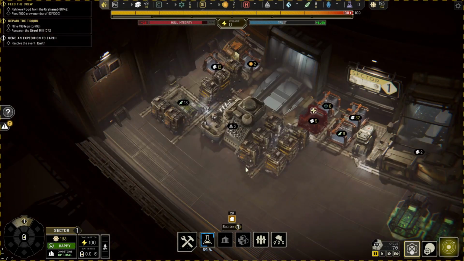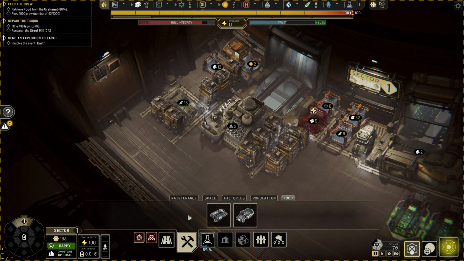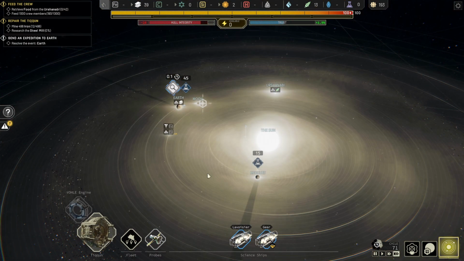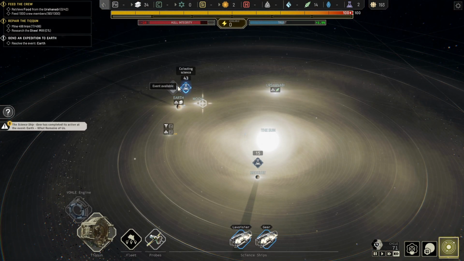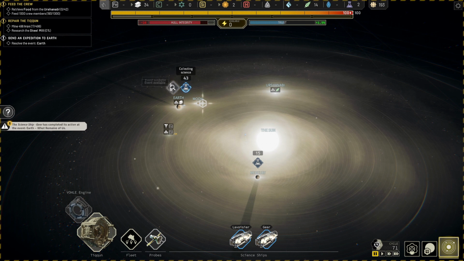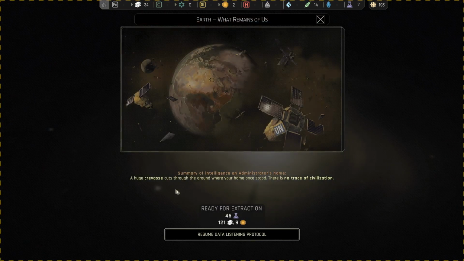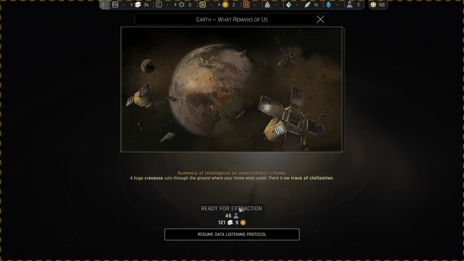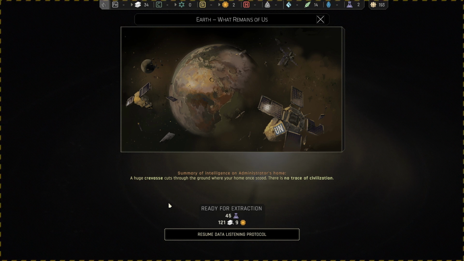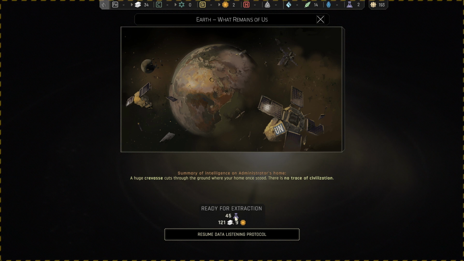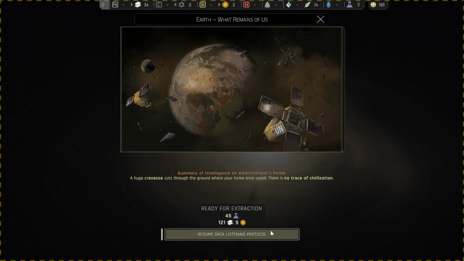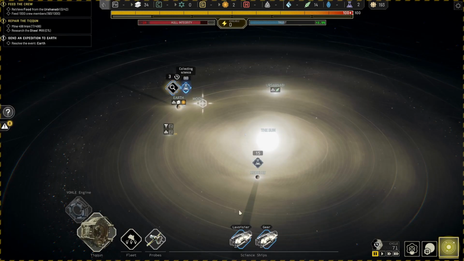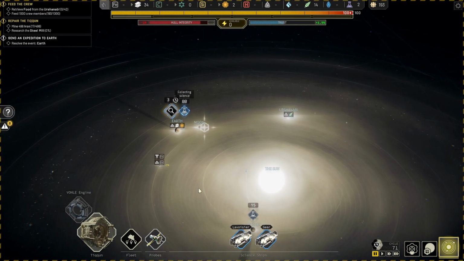This is also about the point, as I recall, that I wanted to get an extra docking bay installed. Next Earth! Information. A huge crevasse cuts through the ground where your home once stood. There's no trace of civilization. The Earth destroyed my home. How could they? Science, alloys, and processors. Lastly, search the globe for signs of survivors. Yes, indeed, that's all we need to do.